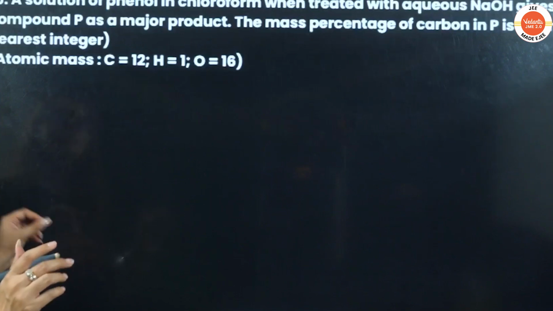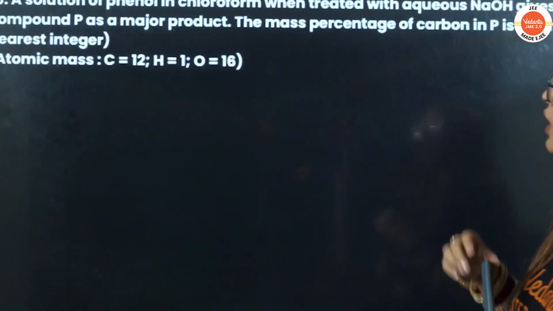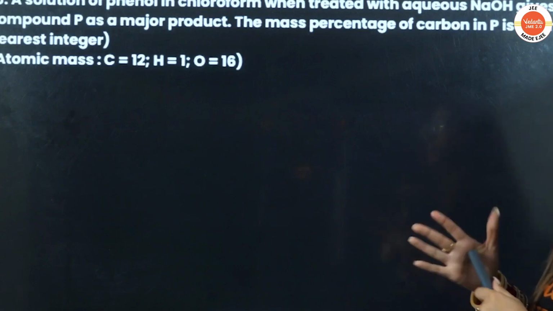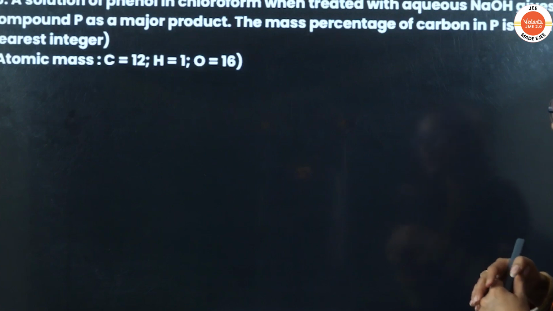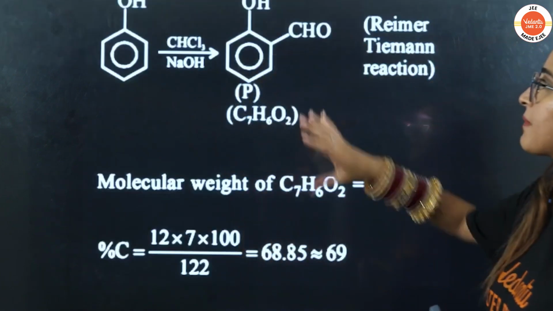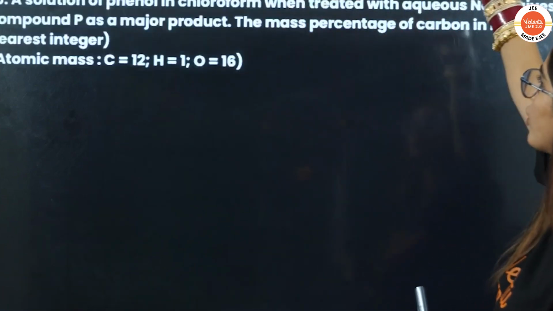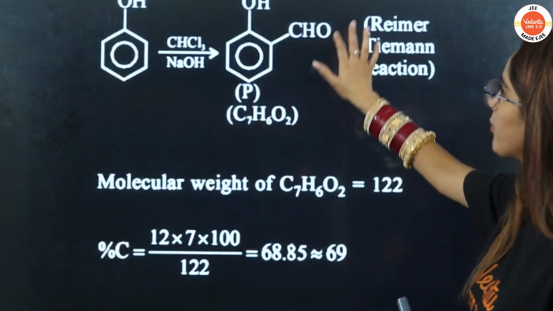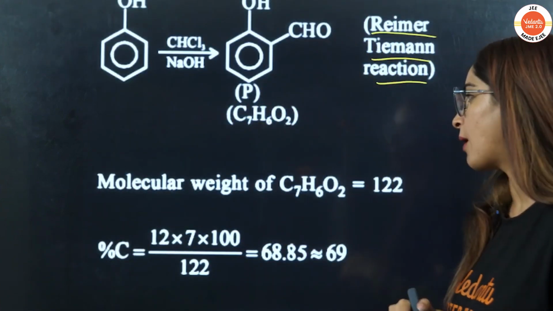Let us do the next one, that is a solution of phenols. A solution of phenol in chloroform when treated with aqueous NaOH gives compound P as the major product. The mass percentage of carbon in P is? Now let us see the solution here. See, phenol in chloroform when treated with aqueous NaOH gives a compound P. What is that compound P? According to the Reimer-Tiemann reaction, salicylaldehyde is that compound P.